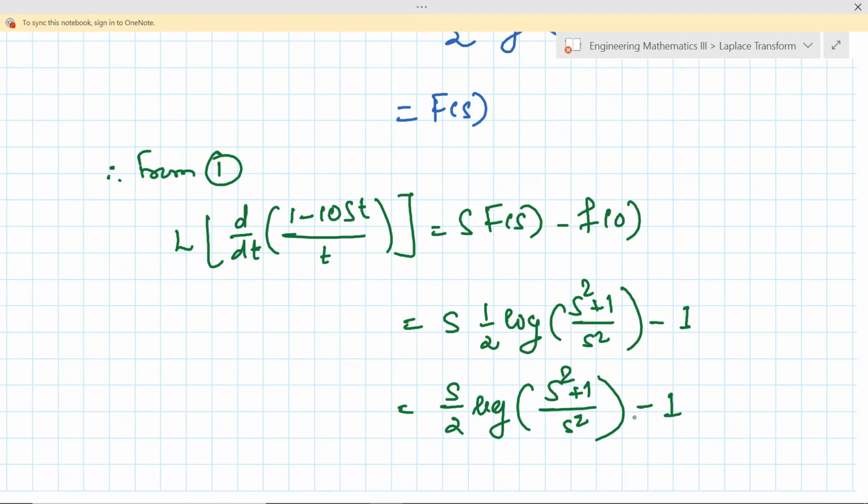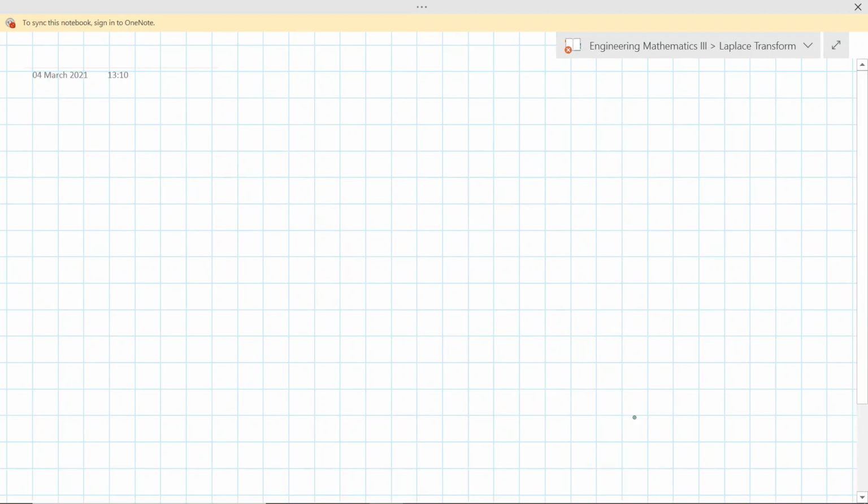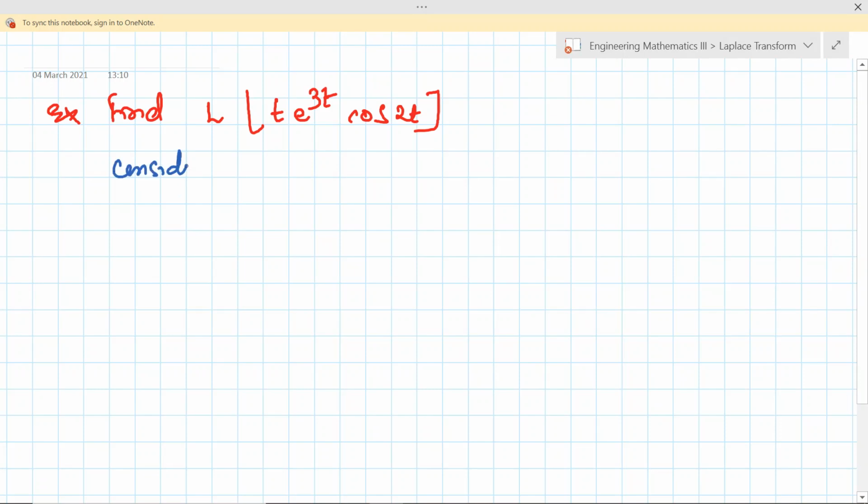Now let us move forward with the new example: find Laplace transform of t into e raised to 3t into cos of 2t. Now here we have multiplication by power of t. Now f of t is nothing but the whole thing here. So consider f of t is equal to e raised to 3t into cos of 2t.